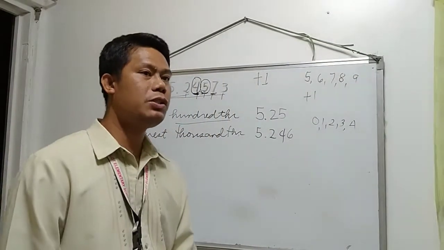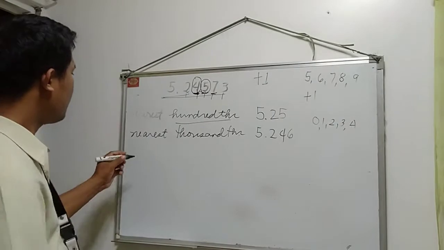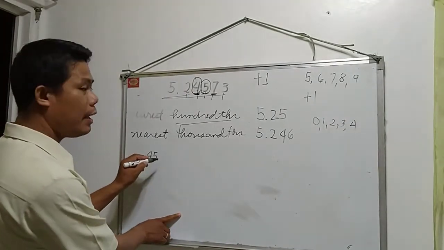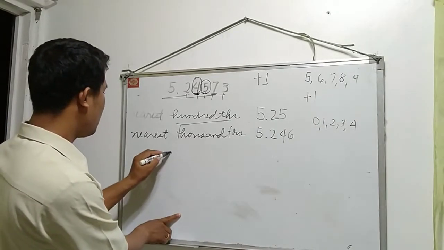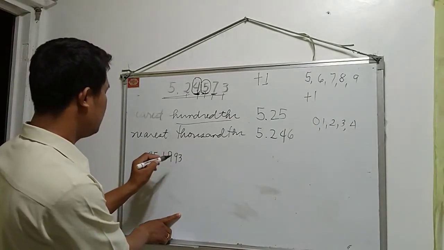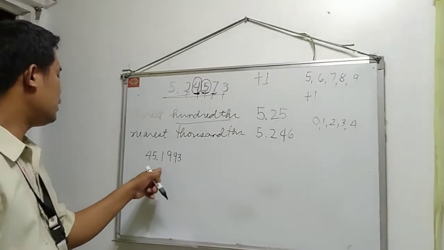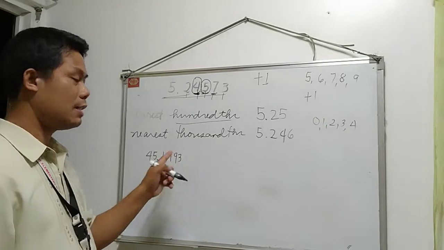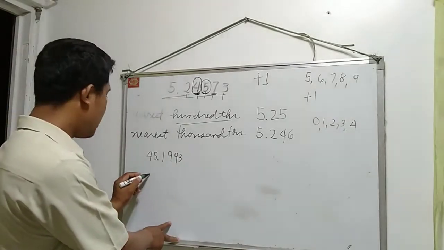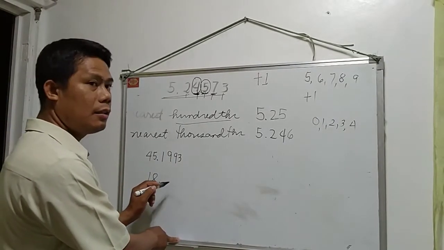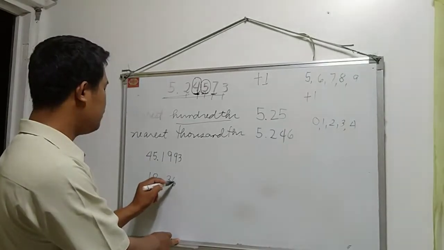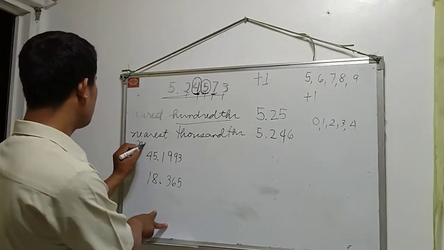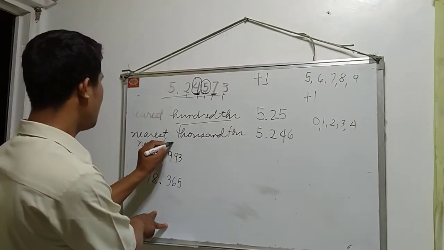So round to the nearest hundredths. Ito, hundredths sa hundredths. So we have 45 and 1,993 ten thousandths. And then we have 18 and 365 thousandths. So we are going to round to the nearest hundredths.